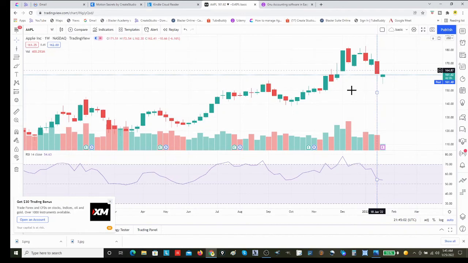So this is how prices combine in different time frames to create a bigger time frame chart. So 1 minute added together, five 1 minute bars would make up a 5 minute bar.